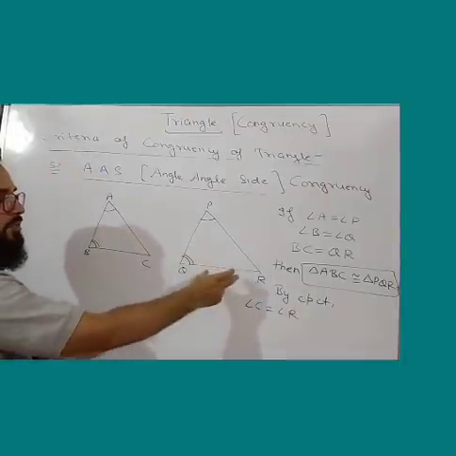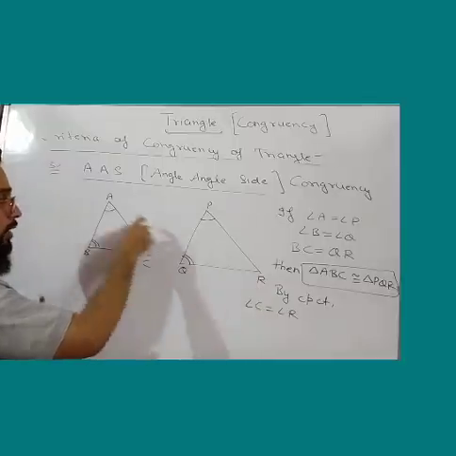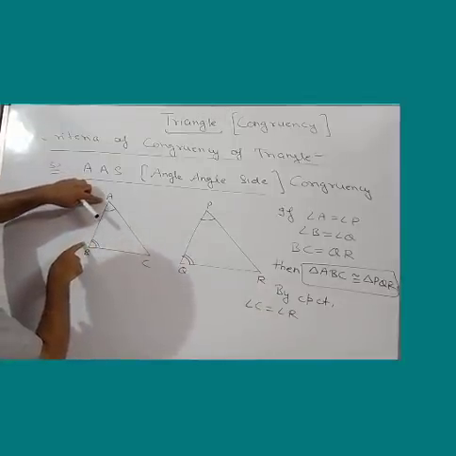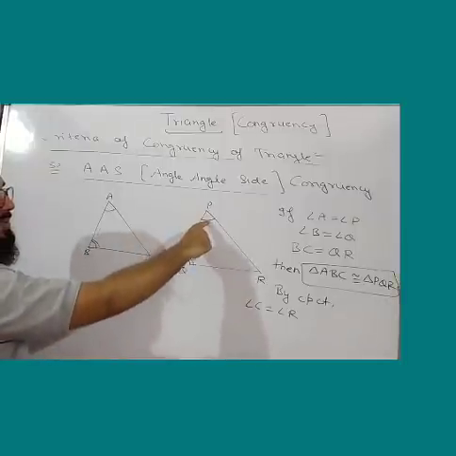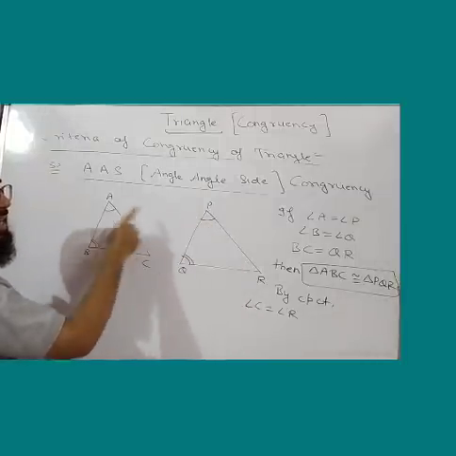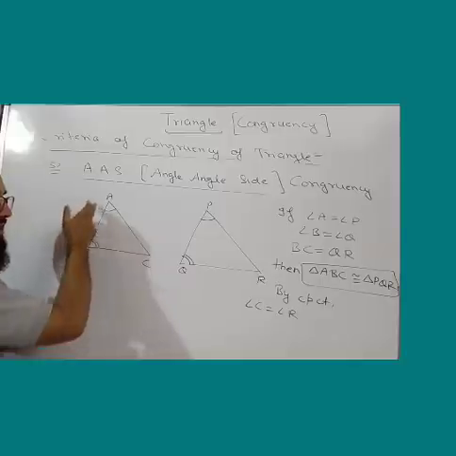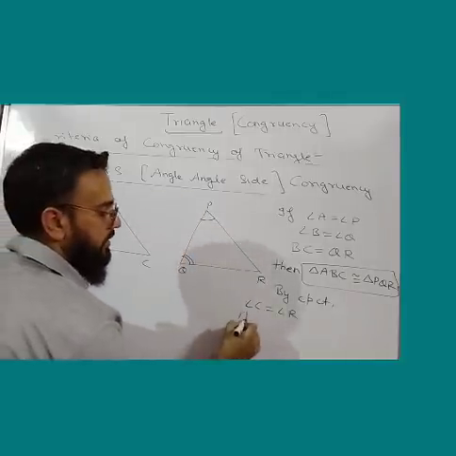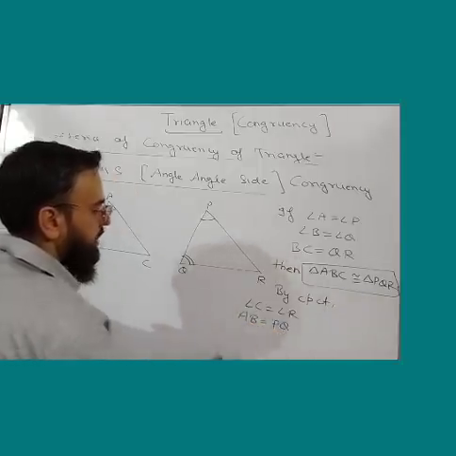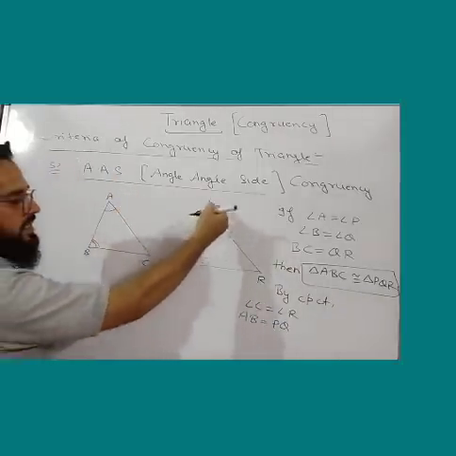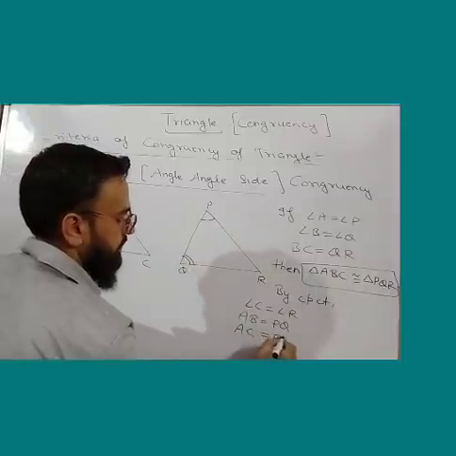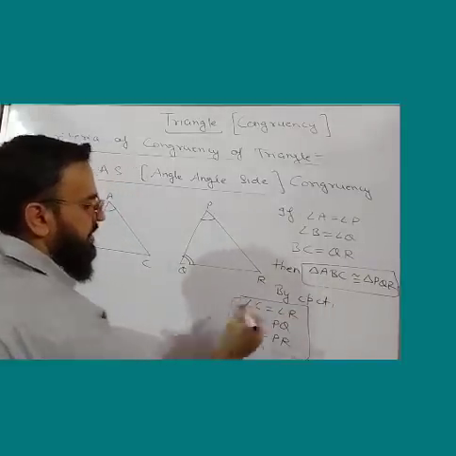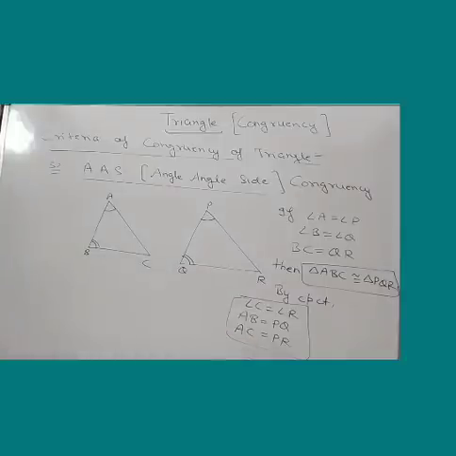Now side BC was equal to QR. The side between angles A and B is side AB, and the corresponding side between angles P and Q in the other triangle is PQ. So we will write AB is equal to PQ, and the third remaining side, AC, will also be equal to PR. So by CPCT, these three conditions will also hold. Clear? So it is our third criteria of congruency, angle side.